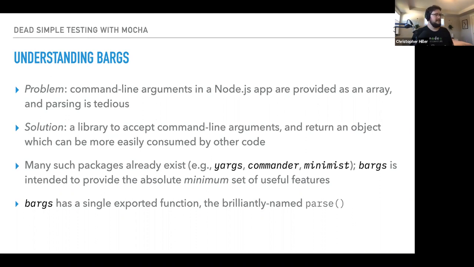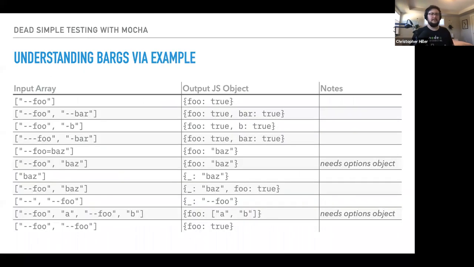I'm going to show you a table next of examples. This is what we give bargs' parse function, this is what we pass to it, and this is what we expect back. And so this will cover the use cases that we're talking about. Command line argument parsing has a lot going on there, but again, I'm trying to distill this down to the very minimum that we need.